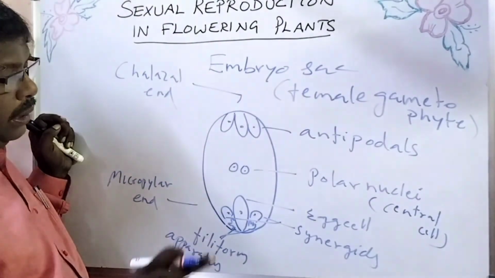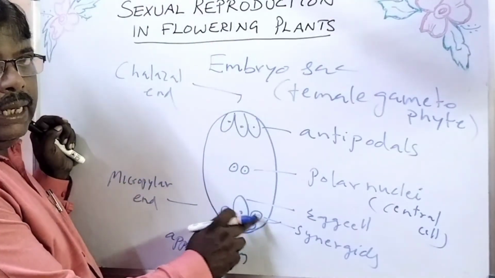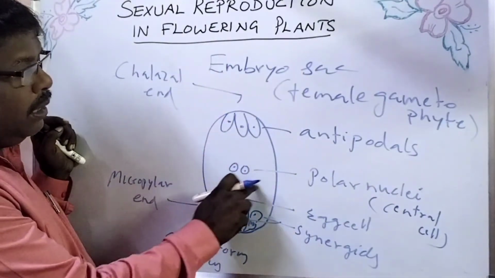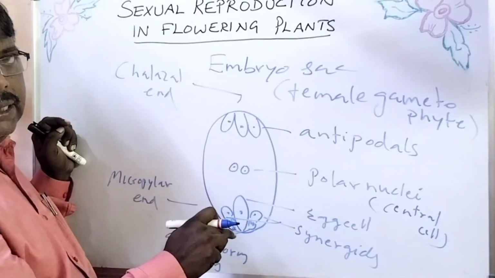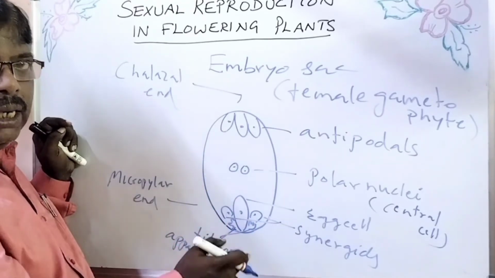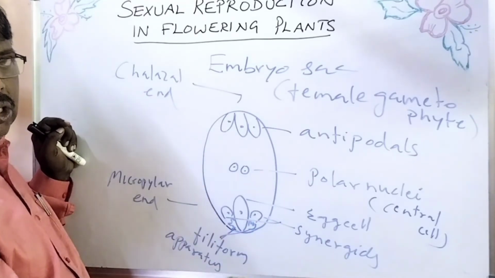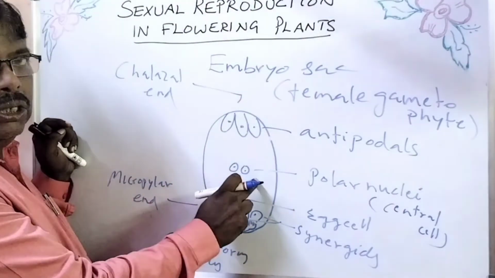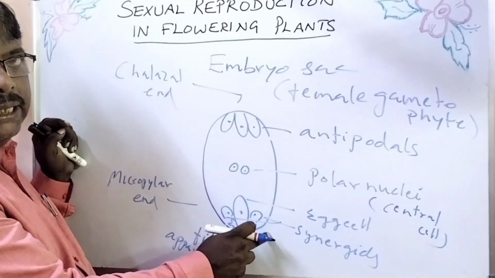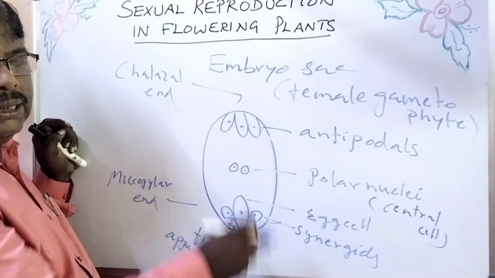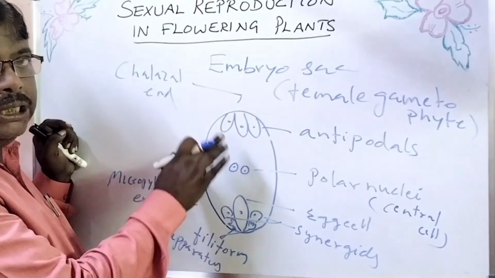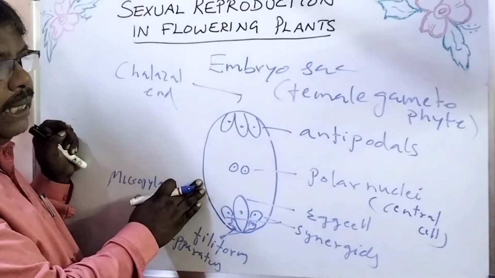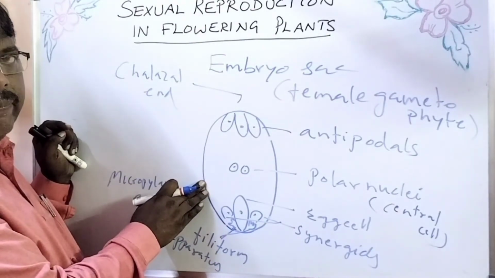So the egg apparatus is 3 cells, the antipodals are 3 cells making 6, and this one large central cell is the 7th cell. You can call it a 7 celled stage, or you can call it an 8 nucleate stage. When you calculate the nuclei, it is 8. When you calculate the cells, it will be 7. Either an 8 nucleate stage or a 7 cell stage. This is the structure of the embryo sac.